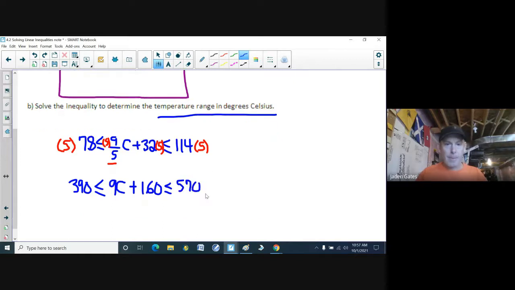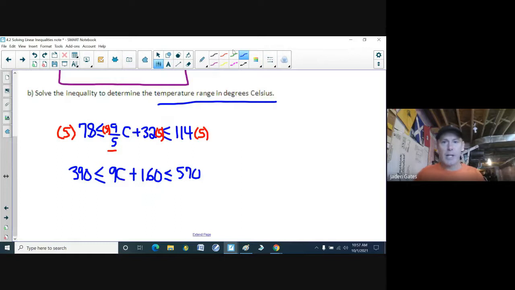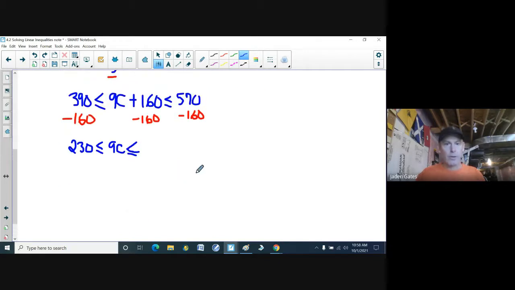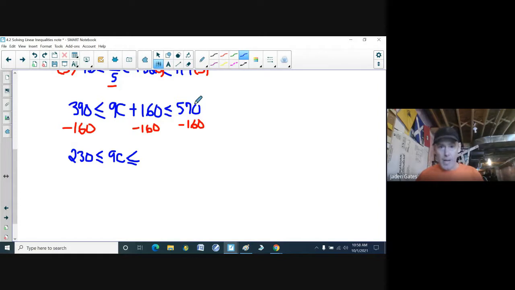All right. So again, I'm solving my inequality, getting C by itself. So I'm going to subtract 160. What I do to one side here, I'm going to have to do to the other. So 390 minus 160, I believe, would be 230, is less than or equal to 9C. I got 160 minus 160, it's gone. That was the whole point. Less than or equal to 570 minus 160, which would be 410.